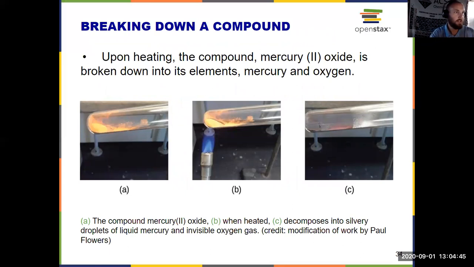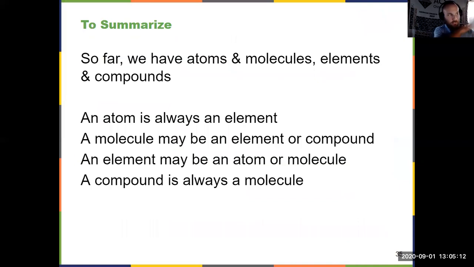So here we see mercury 2 oxide, right? If you heat it, you can break it down into mercury and oxygen. So mercury 2 oxide, that's a compound. Okay? Mercury and oxygen are elements. So you take a compound, you heat it, and you simplify it into elements. Both compounds and elements are pure substances. Okay? And that's summarized on this slide here, okay? 35. Good summary slide.